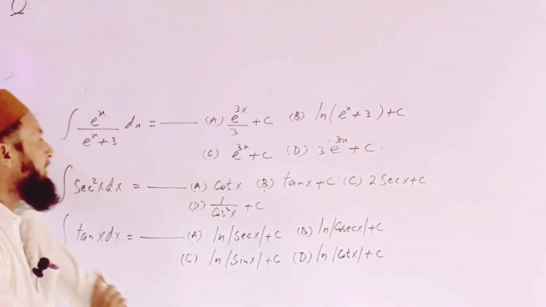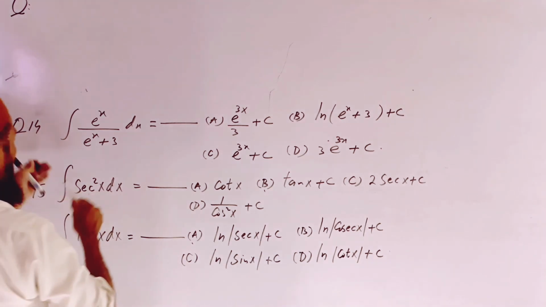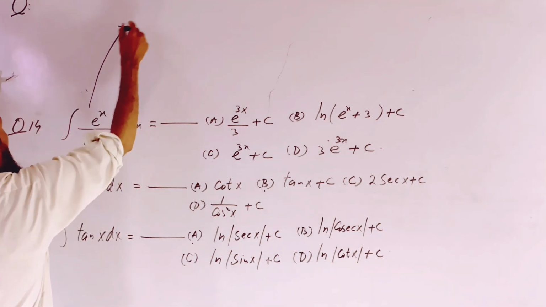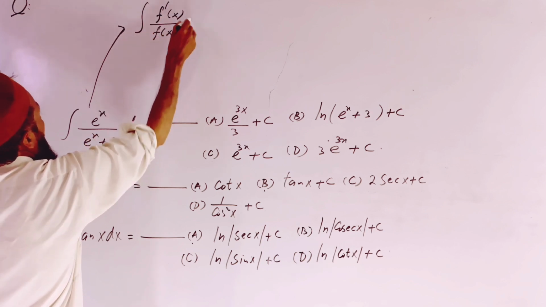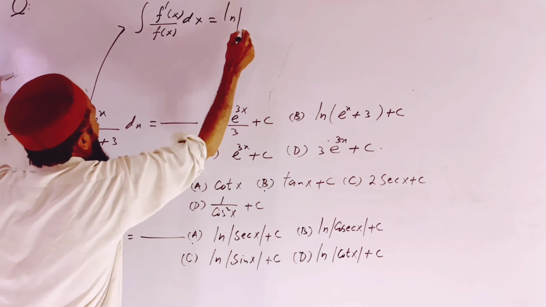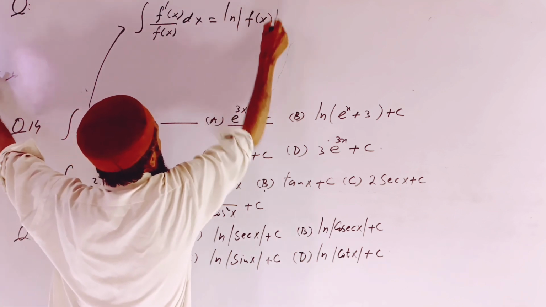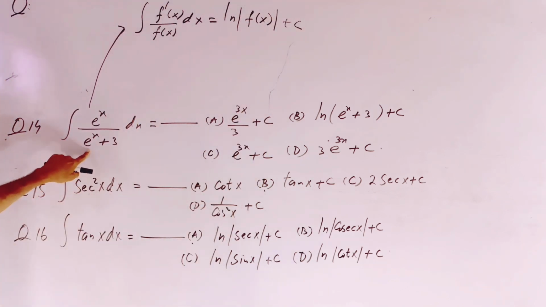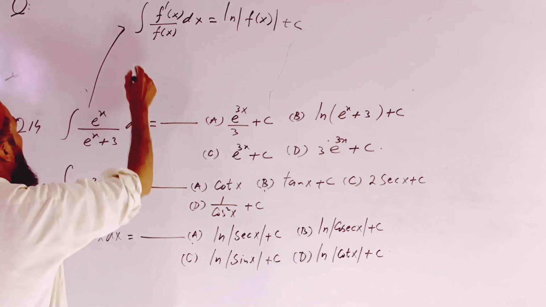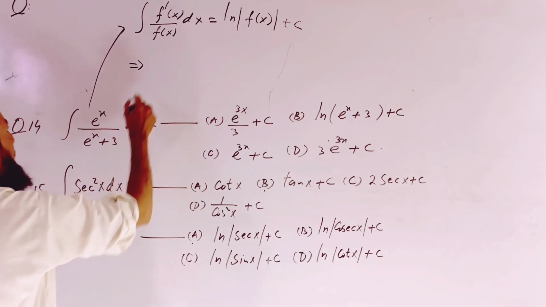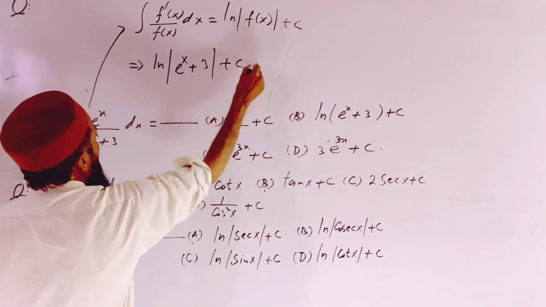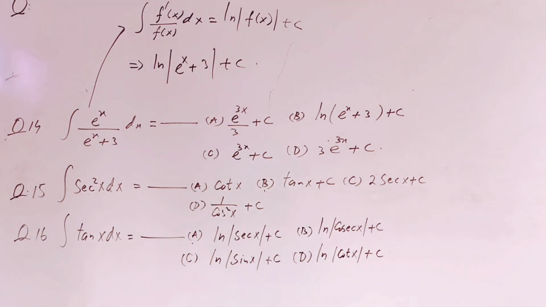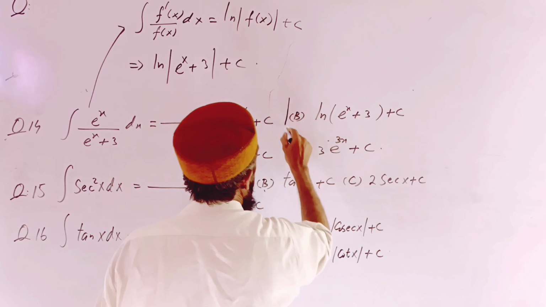Integral of dx divided by e to the power x plus 3. According to the formula, we know that integration of f dash x divided by f of x dx is log of f of x plus c. If we take the derivative of this function, e to the power x plus 3, we get e to the power x plus 0. So the derivative is present in the numerator, and we can write log of e to the power x plus 3 plus c as the correct answer. Check it. B is the correct option.